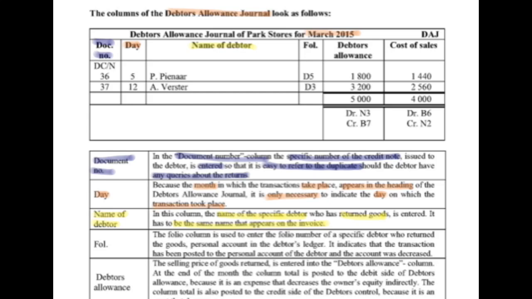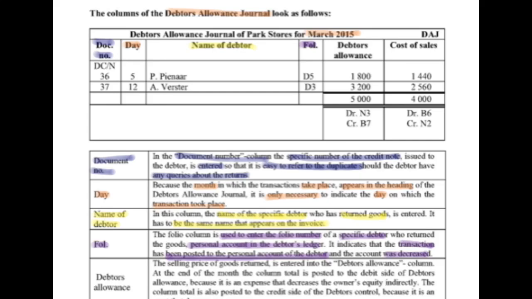The fourth column is the folio column. So the folio column is used to enter the folio number of a specific debtor who returned the goods. So it needs to be the personal account in the debtor's ledger's number. It indicates that the transaction has been posted to the personal account of the debtor and the account was decreased.